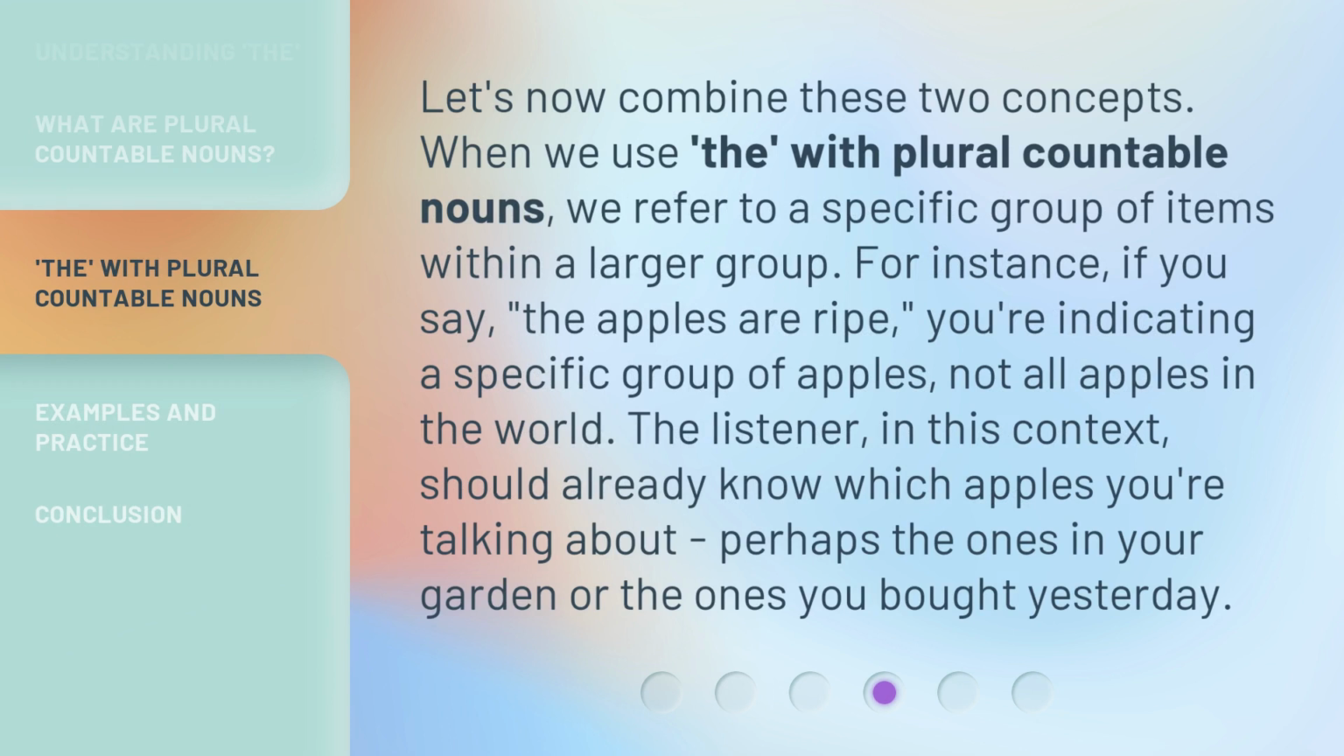Let's now combine these two concepts. When we use the with plural countable nouns, we refer to a specific group of items within a larger group. For instance, if you say, the apples are ripe, you're indicating a specific group of apples, not all apples in the world. The listener, in this context, should already know which apples you're talking about, perhaps the ones in your garden or the ones you bought yesterday.